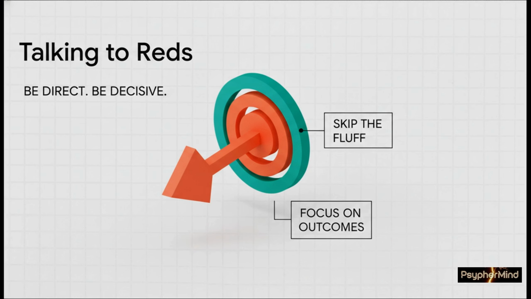First up, the reds. Reds are driven by results and power. Their core question is always, what's the bottom line? So when you're talking to them, get straight to it. Skip the long, fluffy stories. They respect decisiveness and clarity more than anything. Give them the key takeaways first, then your recommendation. Whatever you do, don't waste their time.